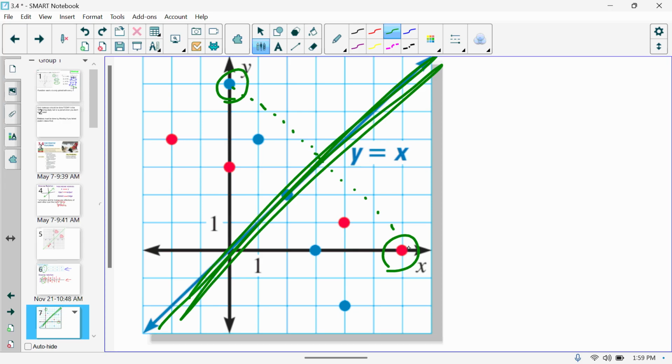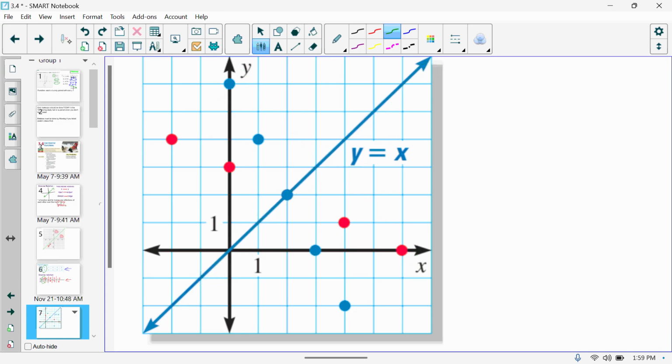So we could look at each pair of points individually. It's going to happen for all of them. Like the mirror image of this red one is this blue one down here. That's always going to happen. When you have the inverse of something, it's going to flip over the line y = x. It's going to be a mirror image.